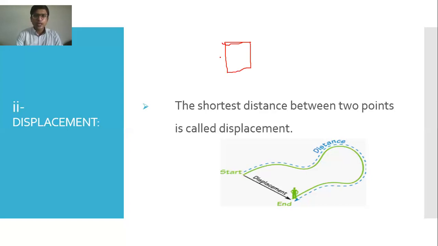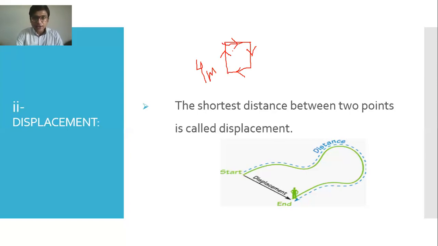So first I move in this direction, then in this direction, then in this direction, then in this direction. Let's suppose each is of 4 meters. If I talk about distance, what distance have I covered? 4 + 4 = 8, + 4 = 12, + 4 = 16. So I have covered 16 meters of distance, but what is the displacement?